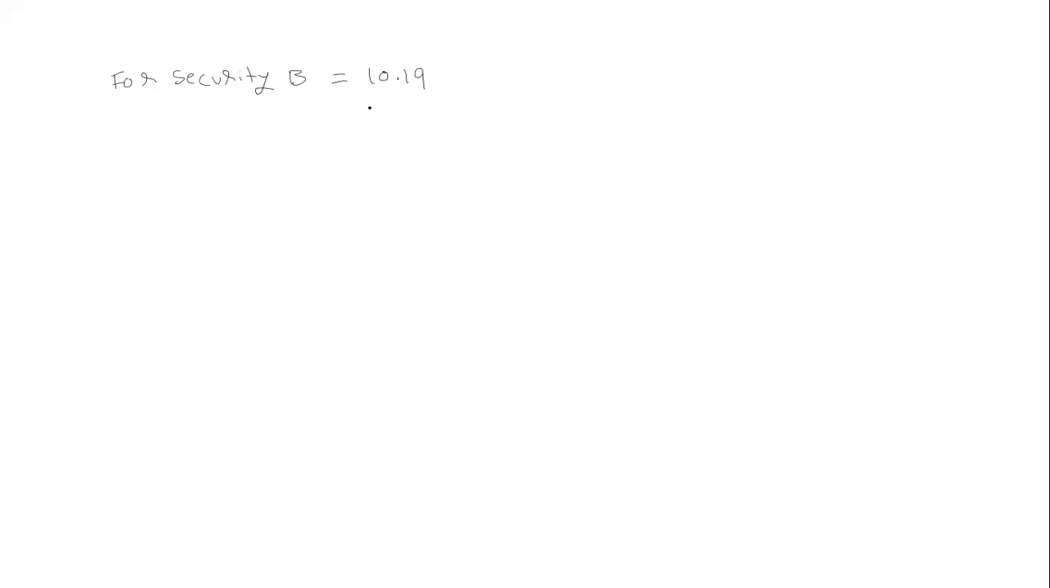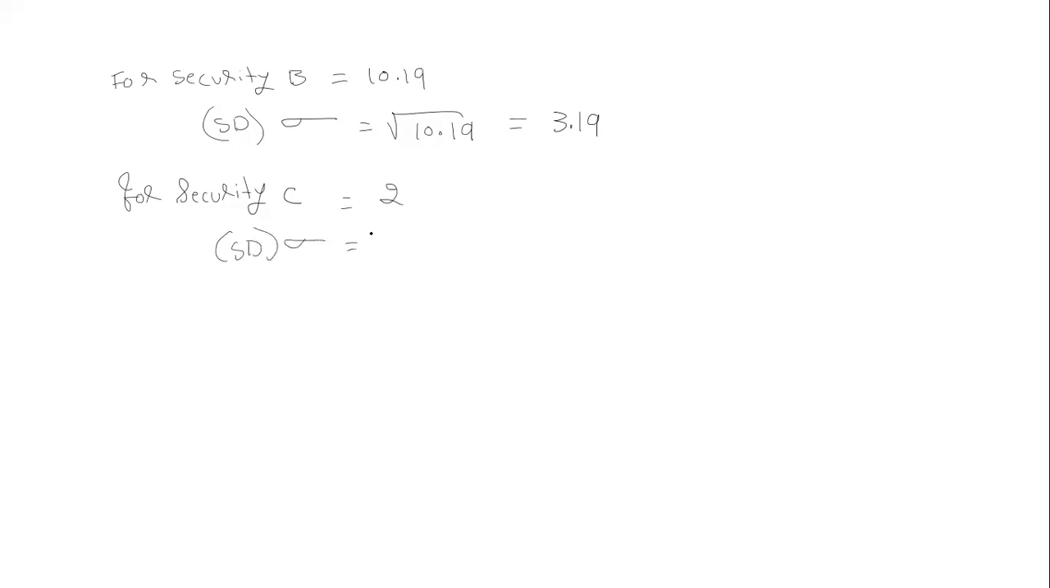That is the variance. And if we go for standard deviation, that is SD, we get root 10.19, so we get the value 3.19. And for security C, we get the variance 2, and the standard deviation, after rooting 2, is 1.41.